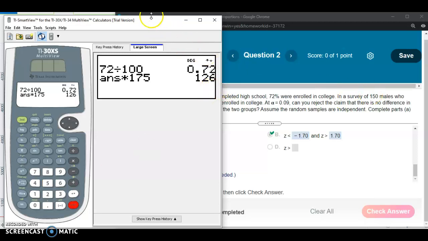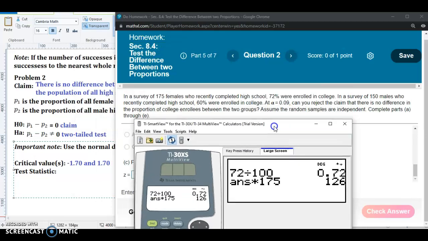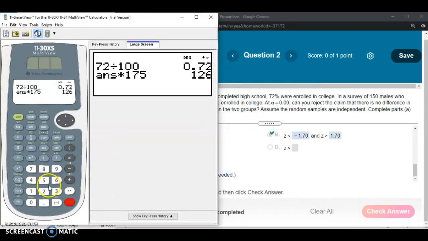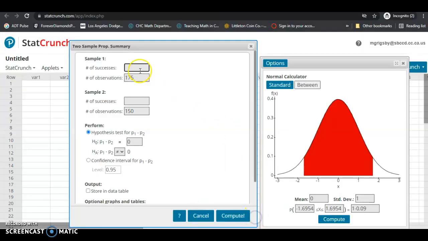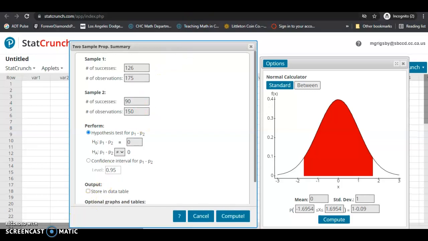Likewise, for the second sample, the males, 60% were enrolled in college, so 60 divided by 100 is 0.60, and we're going to multiply it by the number of males, which is 150. So the number of males enrolled in college was 90. So we're going to enter that information into StatCrunch: 126 for the females, and then 90 for the males. And we'll go ahead and finish this example in the next video.